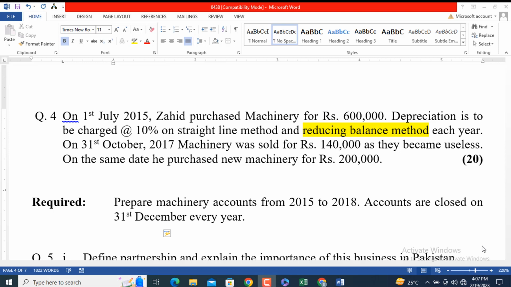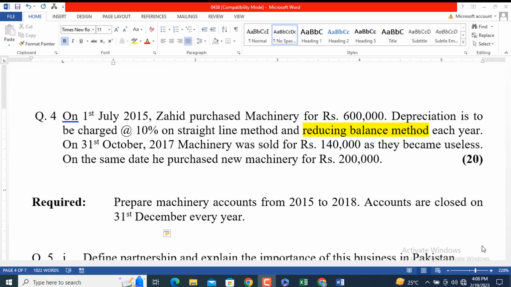Then we will go to the requirement, and finally we will move to the solutions. Let's start. Question number 4. On 1st July 2015, Zahid purchases machinery for rupees 600,000. Depreciation is to be charged at 10% on straight line method and reducing balance method each year.